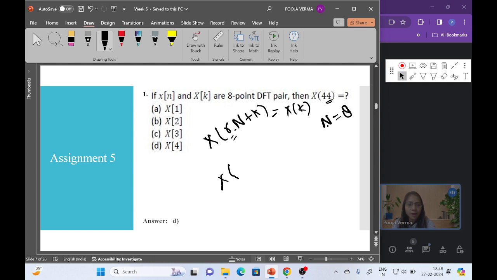So capital N will be 8. What will be the factor r? If we multiply 8 by 5, we get 40, plus 4 is 44. So what will this be? It is equal to X of 4, where r equals 5 and it is an integer. So the correct answer is option D.